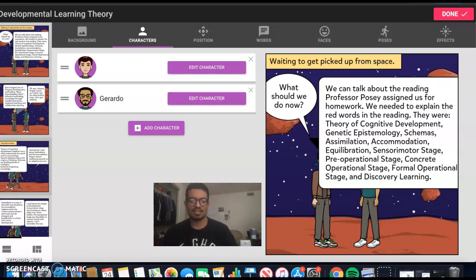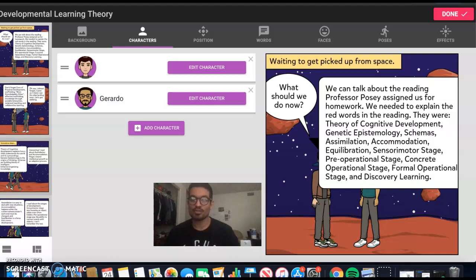All right, this is my developmental learning theory comic strip, and it's basically something very basic that I made, but I thought it was a little fun to put them through a little adventure. So with the first slide, it's the two characters. They're waiting in space, just waiting to get picked up, figuring out what they want to do. And he's like, "Oh, let's talk about the assignment that Professor Posey has assigned to us."